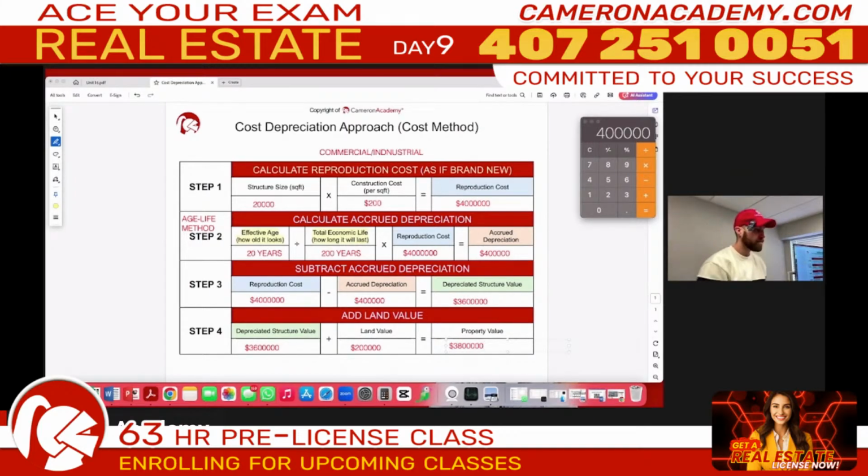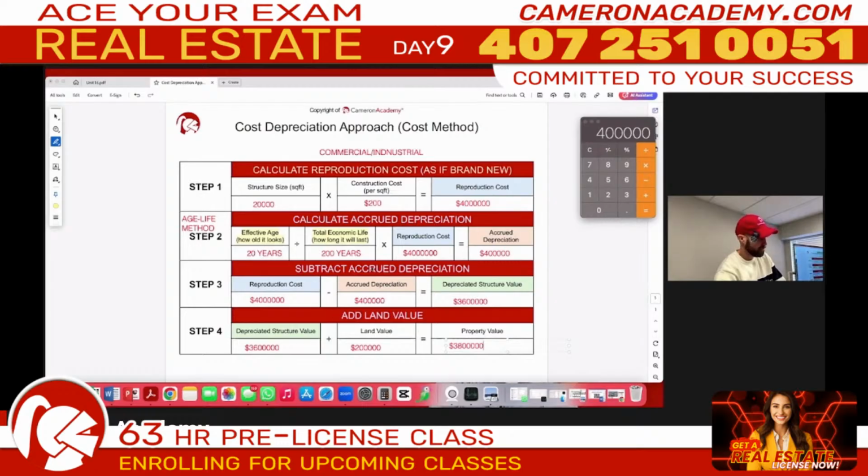Yes, question. Yes, they have to provide it to you. You can't guess that, because you have no structure in front of you, especially when you're taking your exam. They have to give you how old it looks and how long it's going to last. In order to do this calculation, you just have to know how to organize it and utilize that information. The math is not hard. It's just the weirdest part to this is the accrued depreciation. Remembering that you take how old it looks divided by how long it's going to last, and you multiply it by the reproduction cost.